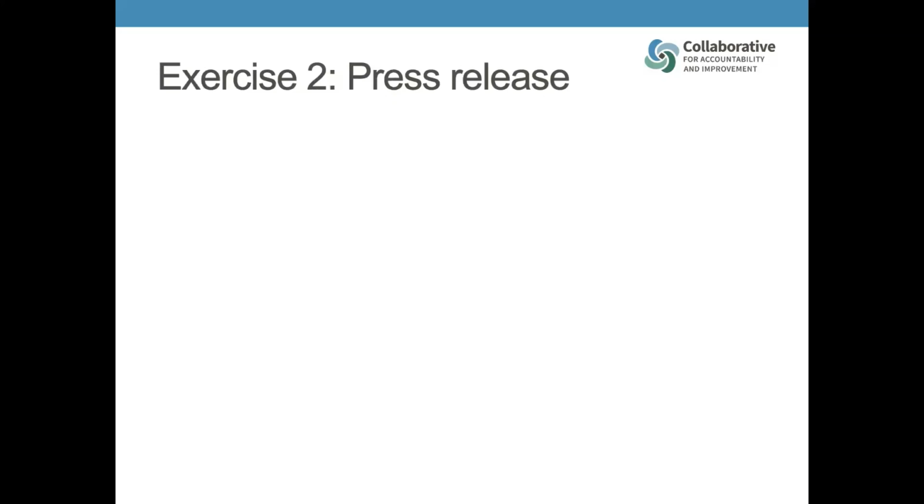So let's move on to the second exercise, which is looking at the press release from this same event. It says up at the top, exercise 2 press release. Why don't we take 30 seconds and folks can read that, and then we'll talk a little bit about it before we move on and quickly talk about some of these other cases.